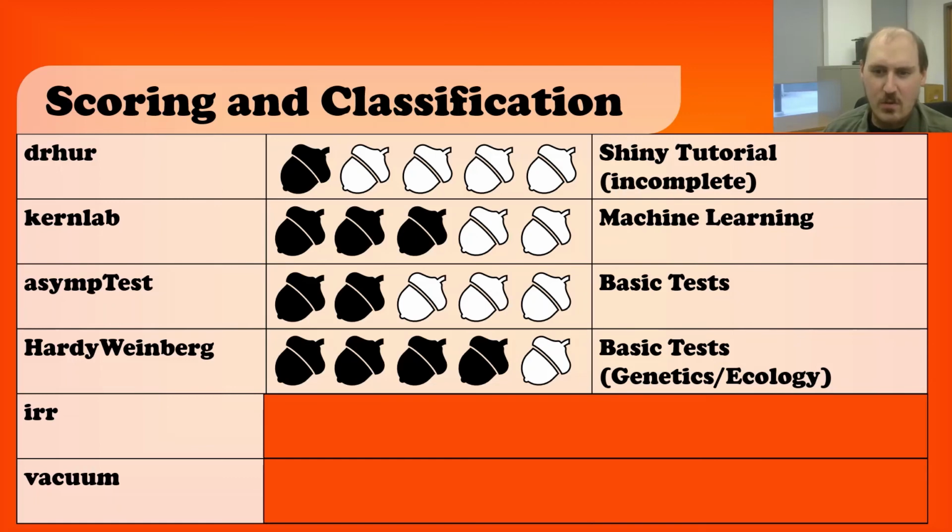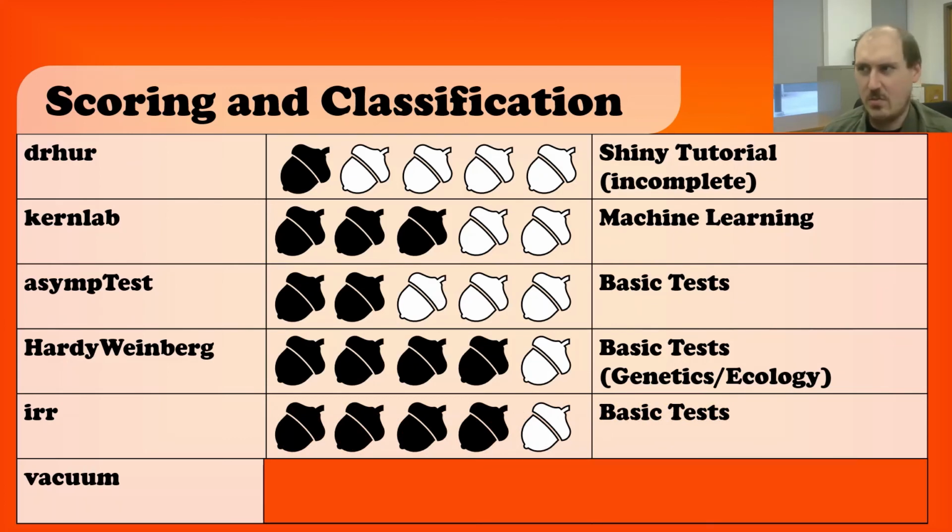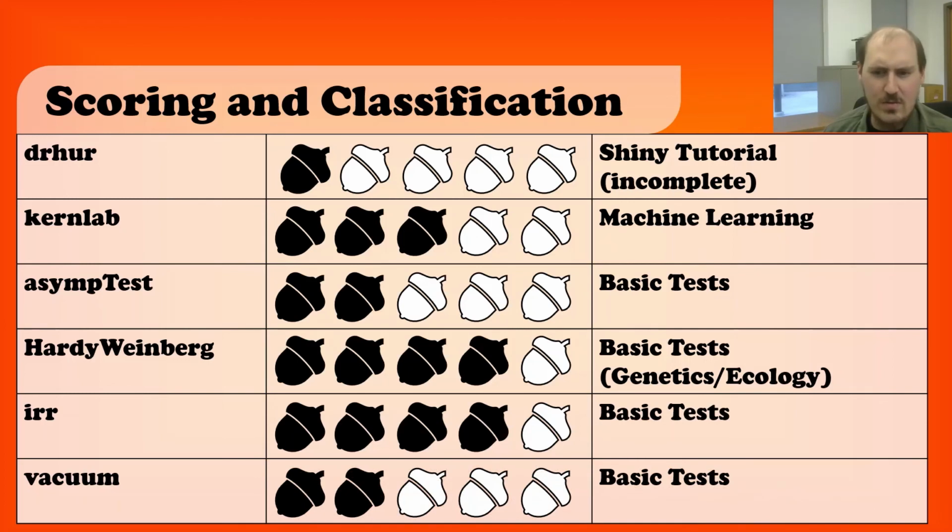Then Hardy-Weinberg, I gave a 4. This is a basic test, but for genetics and ecology specifically, so great if you need to mess around with Hardy-Weinberg. IRR, again, our basic test, these are with reliability measurements. Again, I give it a 4, pretty solid set of functions. And then vacuum, I give it 2. Seems to be fine. It's a pretty basic test, a classic test really. I'm not sure if you'll ever need to use any of these things in real life, but it's good to go back to some of these classical considerations.